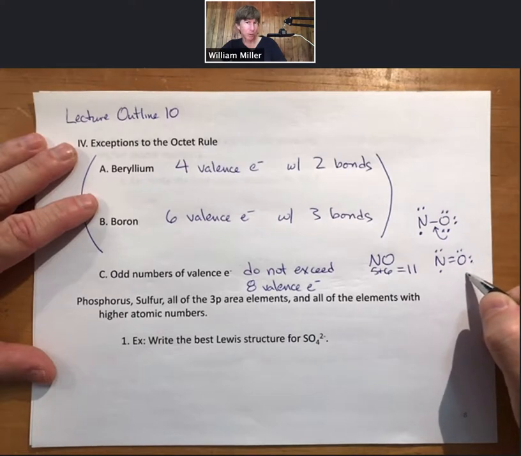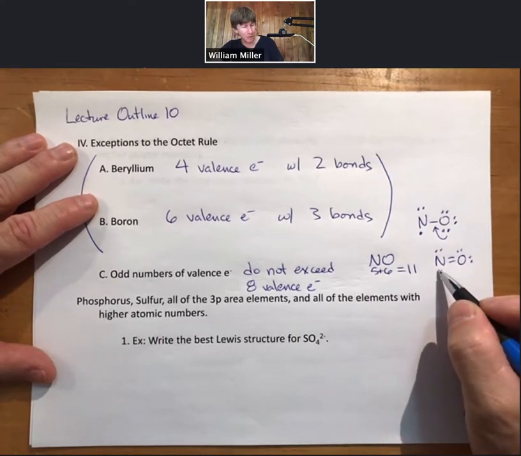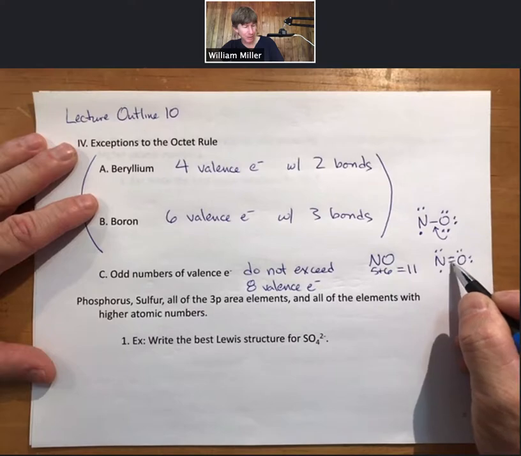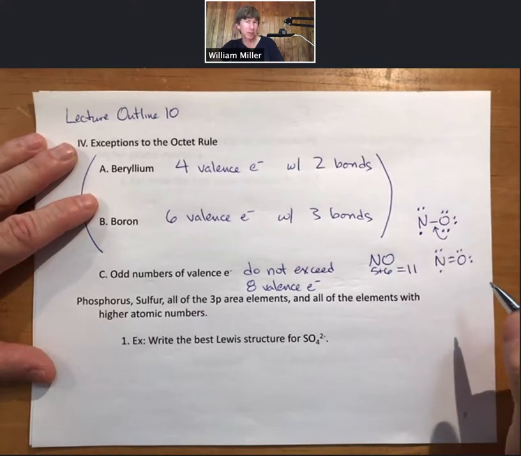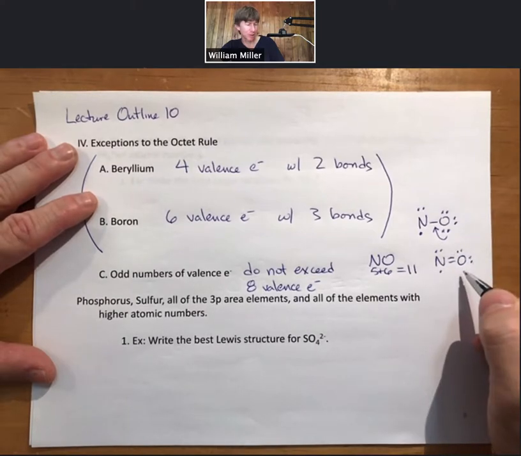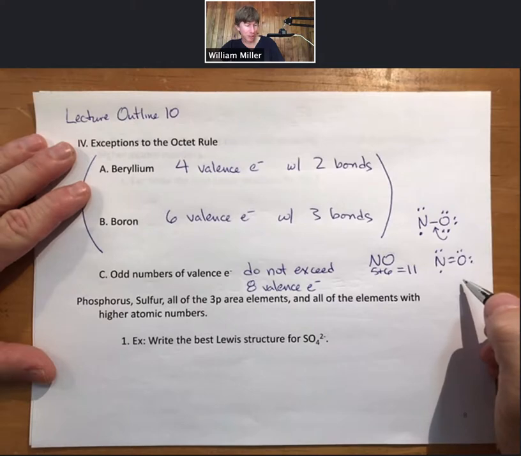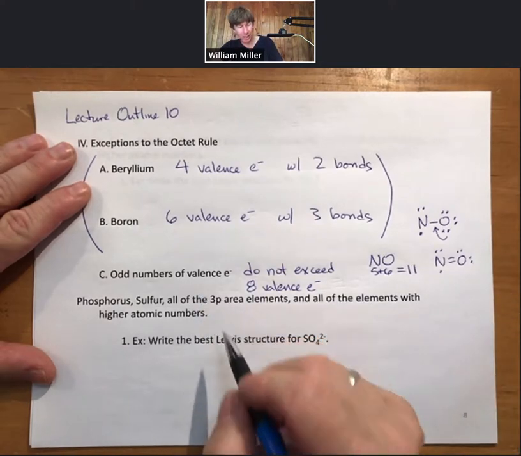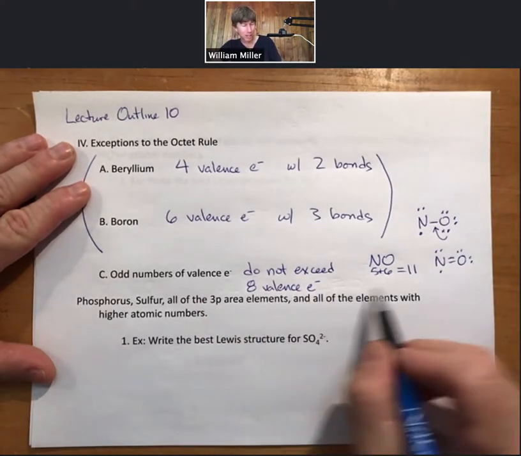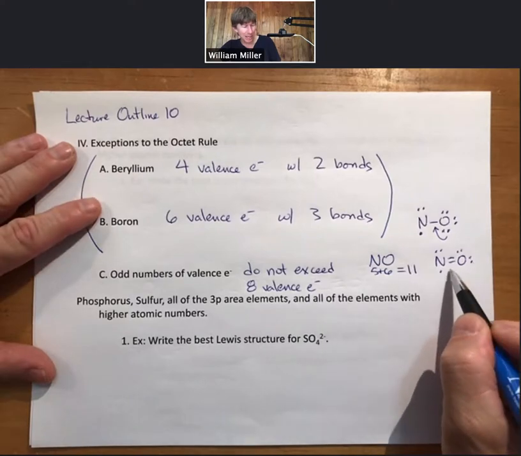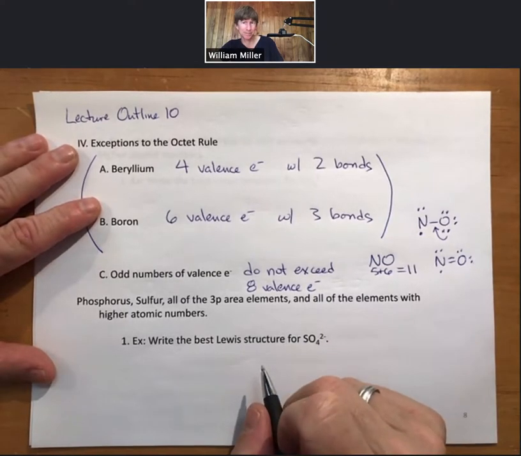It has 0 formal charge. Nitrogen has 1, 2, 3, 4, 5, and it has 5 electrons from the periodic table. So this Lewis structure, if we do a formal charge analysis, is the best choice. And the other thing is, with odd numbers of valence electrons, do not exceed 8. Do not make a triple bond there.